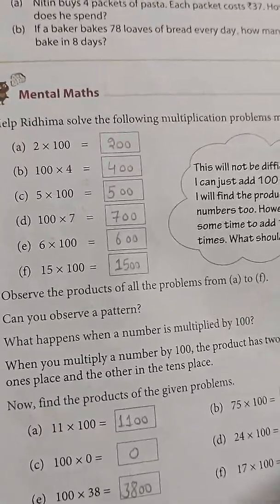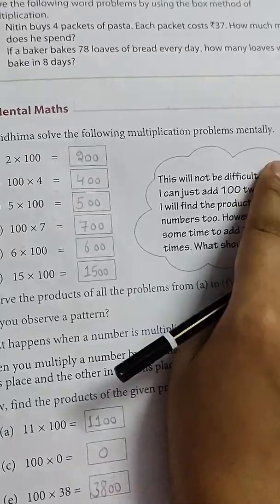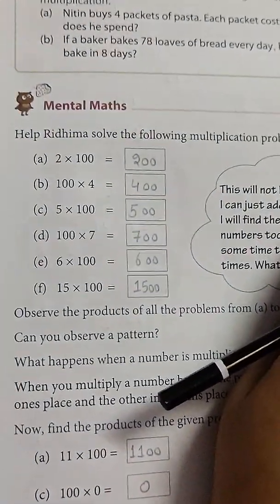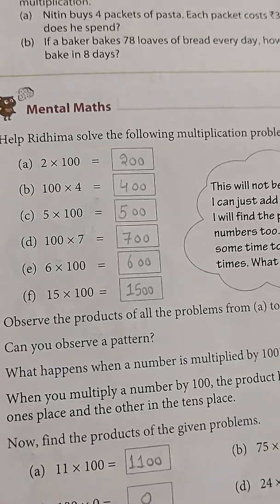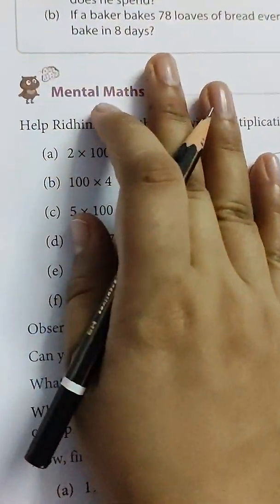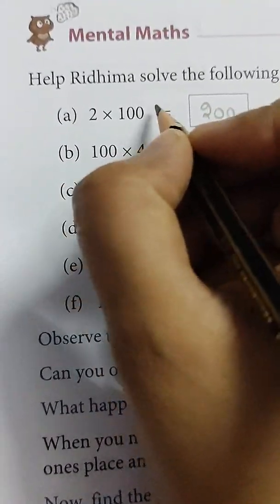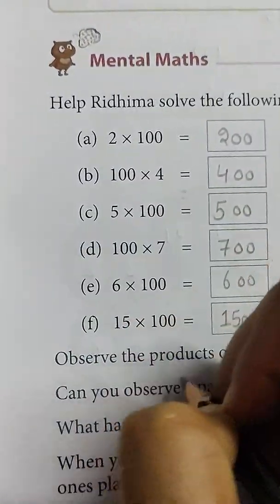Help Riddhima solve the following multiplication problems mentally. Mentally means you have to solve it without calculation. So I will tell you the trick here. As you can see, everything here is being multiplied by 100.